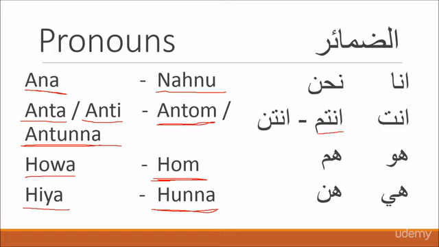So, in the next slide, we're going to learn how we can conjugate a verb, a specific verb, as an example, but we're going to remove antunna and we're going to remove hunna. So basically, we're going to work only on the rest of the pronouns here. So, that was all about this slide, and now is the time to move to the following slide.